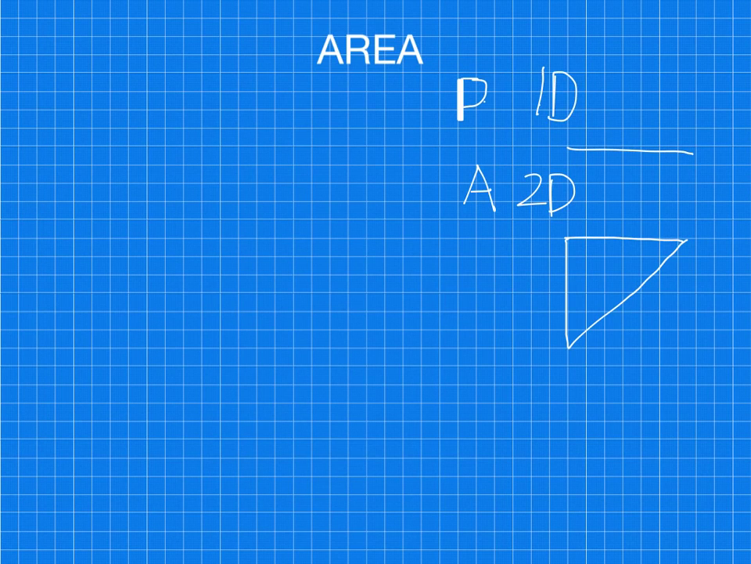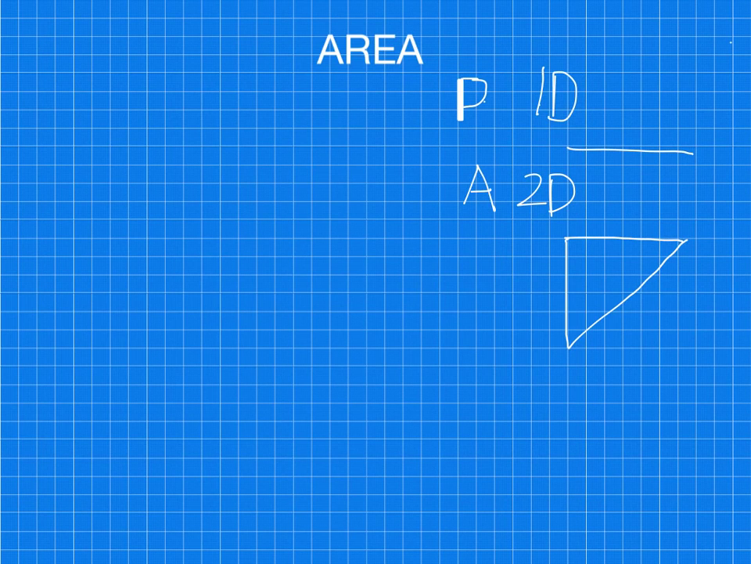So when we're talking about area, when we're looking at the area of a shape, we're looking at how many square units can fit inside the shape. So unit is just what we were talking about last time, millimeters, centimeters, or whatever. So area is how many centimeters squared can fit in the shape, or how many millimeters squared can fit inside the shape.